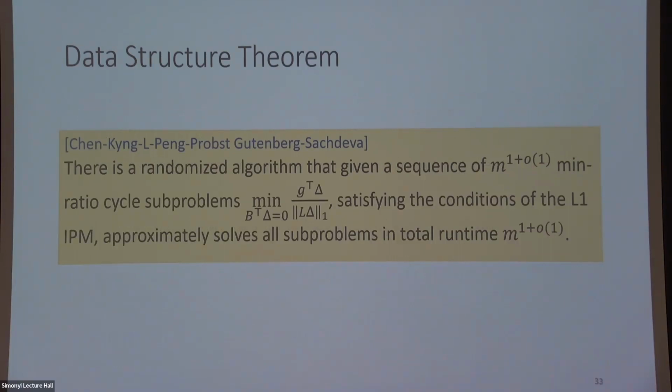Given this reduction, then we need to show that you can actually solve all of these problems, this sequence of problems, in total linear time, which is the major part of the paper that I'm not really going to be able to talk much about at all. But given a sequence of problems satisfying the conditions on the previous slide, you can solve all of them in total m to the 1 plus little o of 1 time, and that gives a linear time algorithm for the minimum cost flow problem.